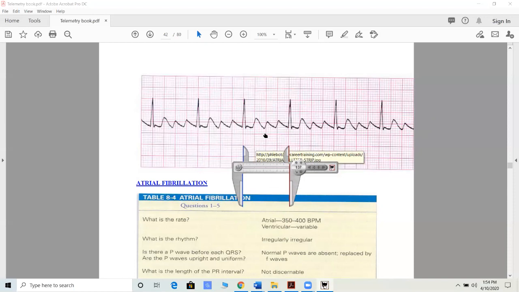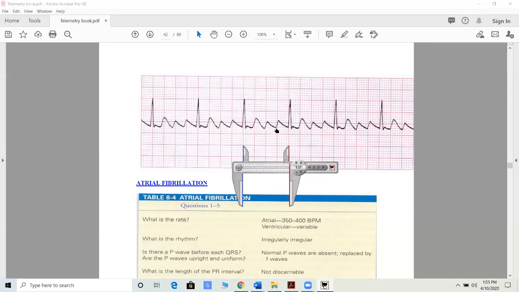And you could even say, if you count four boxes in between each of these, four goes into 1500. So 1500 divided by four gives you 375. That's why they say between 350 and 400. That's how I calculate the rate. That's why it was almost impossible to calculate the rate with artifact, because there were just too many little squiggles, which actually made it artifact. But I thought I could impress you with a very impressive atrial rhythm. But this is much, much more logical.